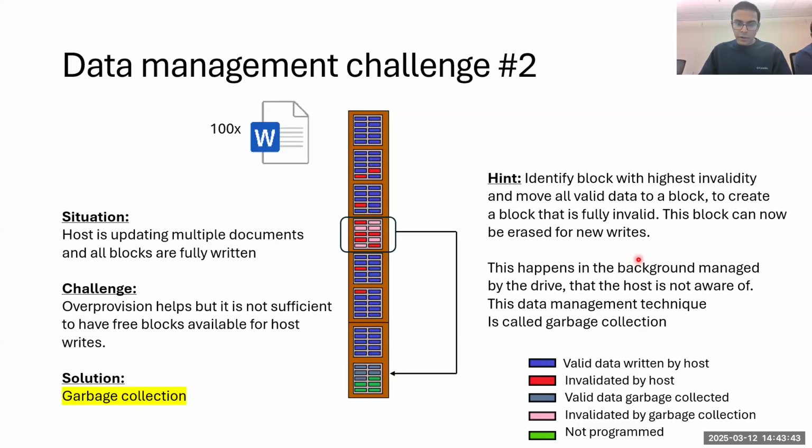This is typical in all solid state drives. Otherwise, we'll have the problem of where to store new writes, right? Any updates happening to the SSD. So any questions at this point?